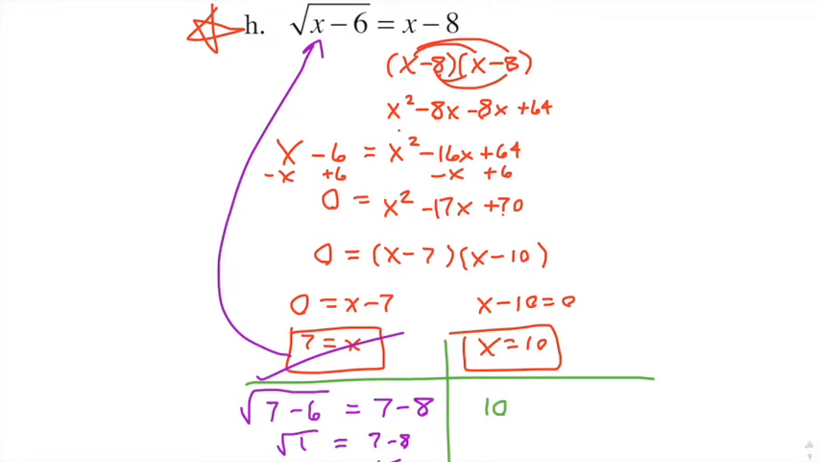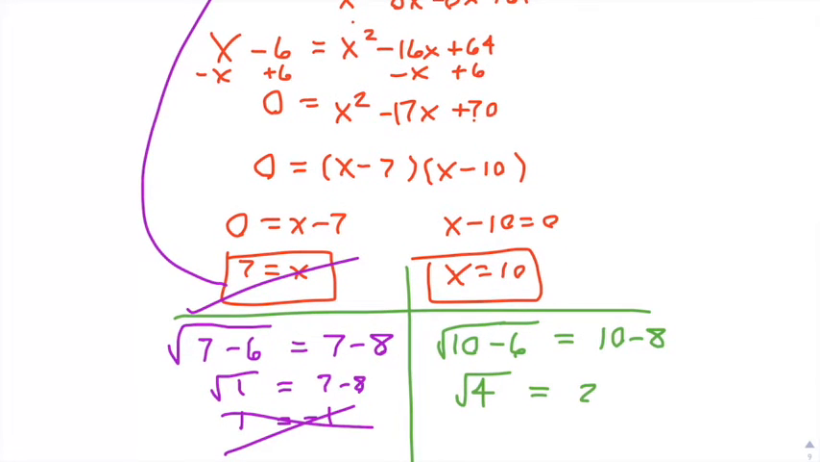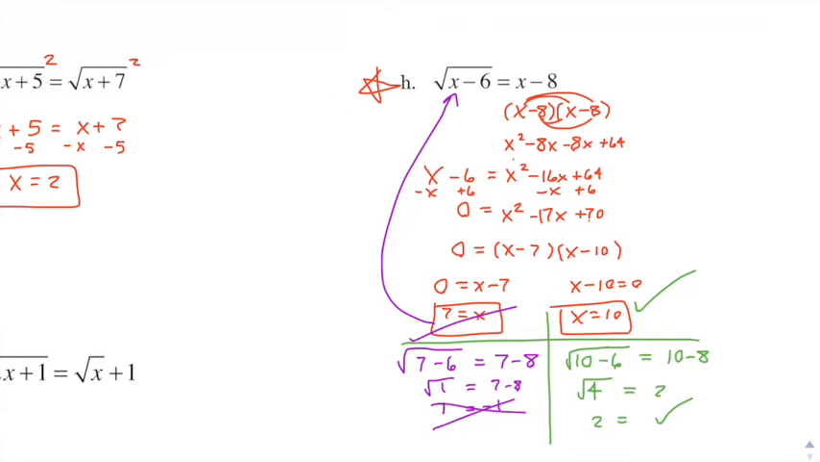So the square root of 10 minus 6 right there will be the square root of 4, and then we've got over here 10 minus 8. So that'll be the square root of 4, that'll equal 2, and the square root of 4 is 2. So that one works out. So 10 is your true answer in this case.